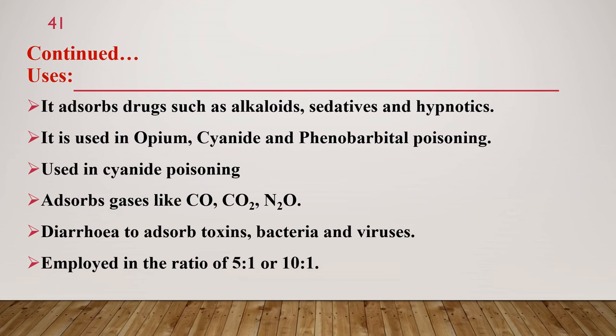It is also used in case of poisoning that is caused due to the absorption of gases, poisoning caused due to excessive gases such as carbon monoxide, carbon dioxide, and nitrous oxide. The activated charcoal will act by absorbing the gases to overcome their toxic effect. It is used in case of diarrhea to absorb toxins, bacteria, and viruses. Activated charcoal is used in the ratio of 5:1 or in the ratio of 10:1.